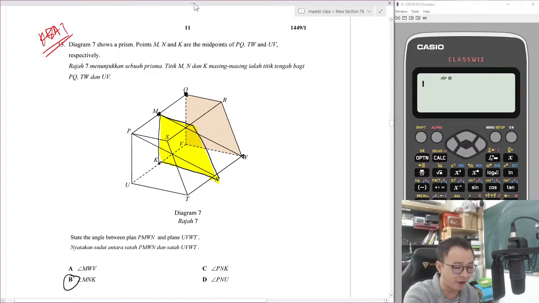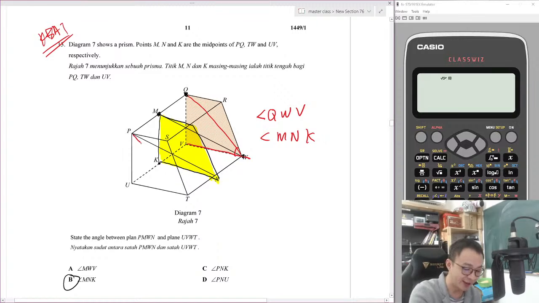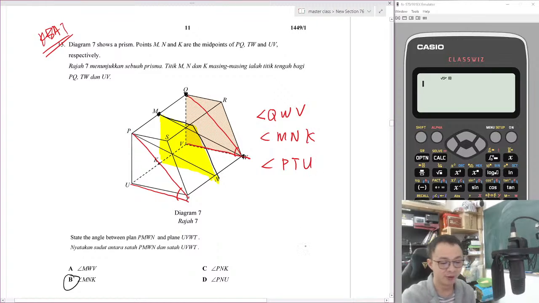But I will tell you all the correct answers for these planes so that maybe it can help you understand better. So the first angle I can take is this one. If I want to use W, it must be QWV. Or if I take the middle plane, it must be MNK. If I take the last plane here, which is PTU. Basically the first letter and last letter you can always swap among themselves. But you cannot take any angle from one plane and then cross to the other plane.